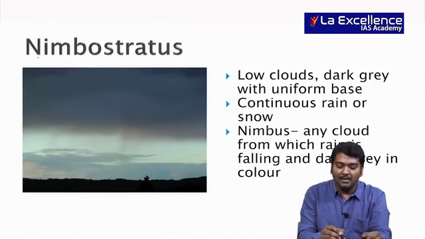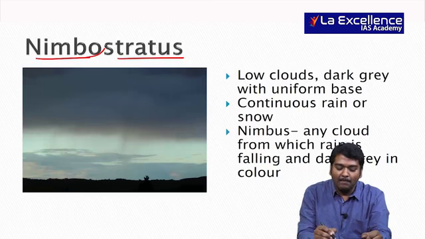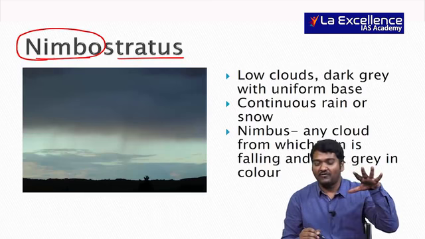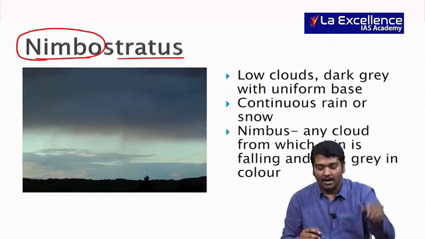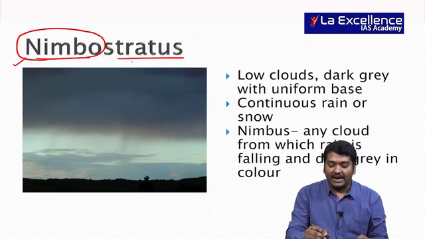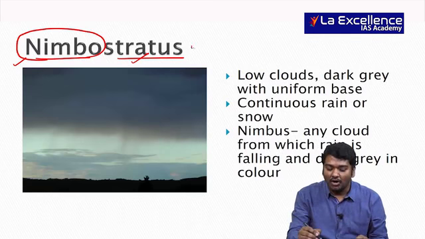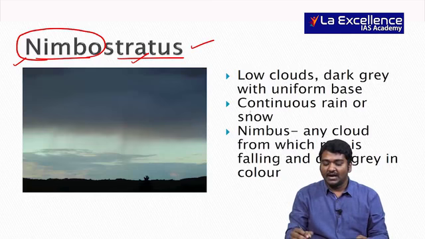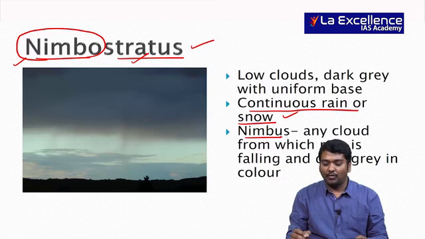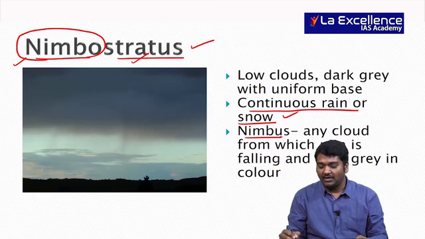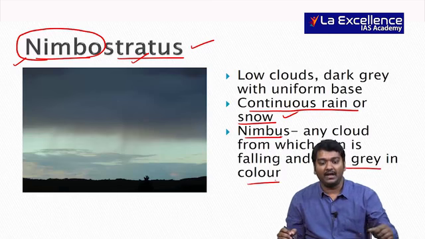Then let me take nimbostratus. Nimbo means black color. Before rainfall, usually clouds become black. Black color. Stratus means horizontal. So this is also called as nimbostratus. Continuous rain or snow is usually seen. Nimbus, any cloud from which rain is falling, will be usually dark grey in color.